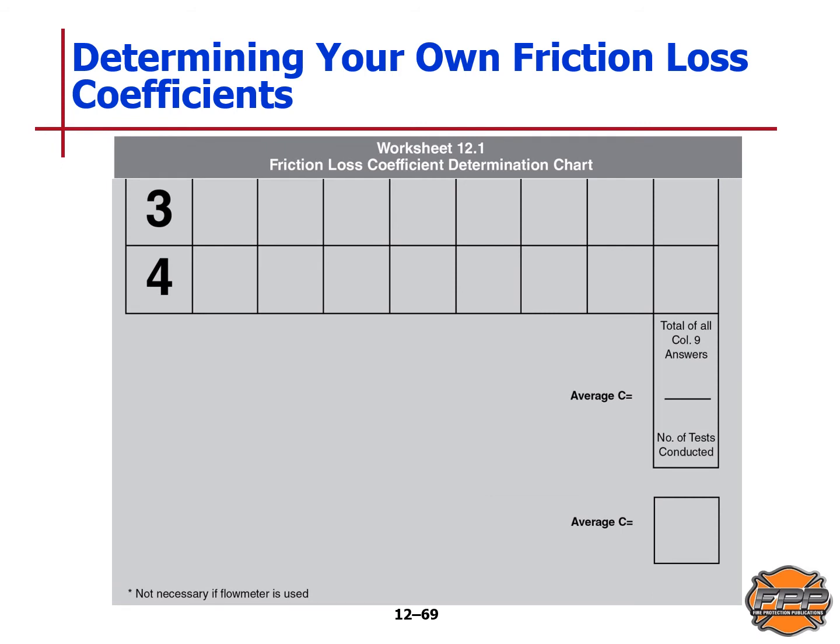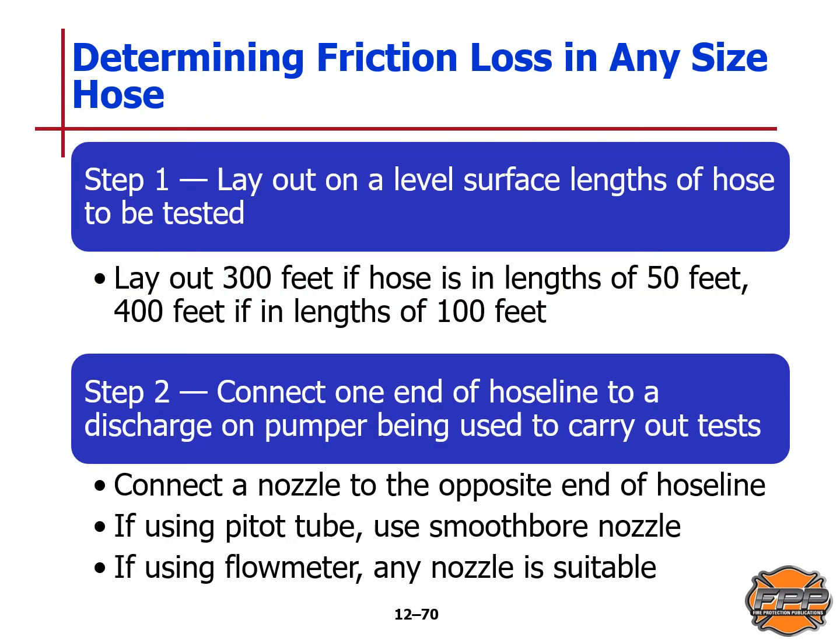And here is the conclusion of the worksheet. It must be used every single time. If you're determining friction loss in any size hose, step 1 is to lay out on a level surface lengths of hose to be tested. Lay out 300 feet if the hose is in lengths of 50 feet, 400 feet if the hose is in lengths of 100 feet.